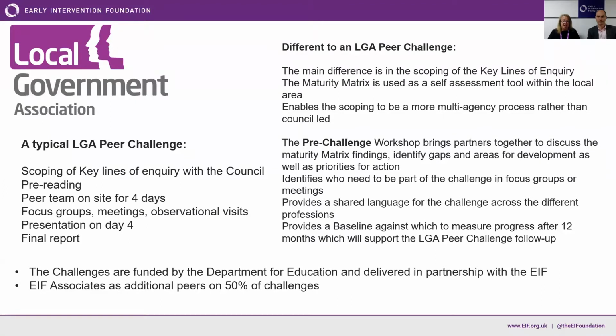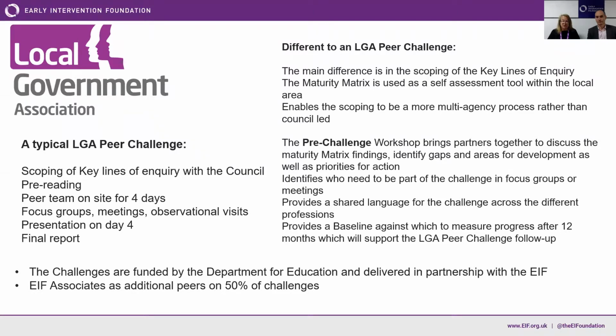It provides a shared language for the challenges across the different professions. This can be quite complex with lots of different organisations having different language and different acronyms, but the matrix really pulls that together. It also provides a baseline against which to measure progress. So when we follow up the original challenges 12 months later with a mini visit, we can use the challenge again, and this will help us evidence the impact the original challenge has had.